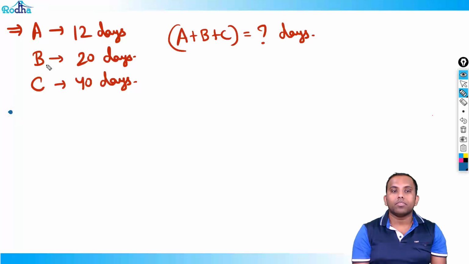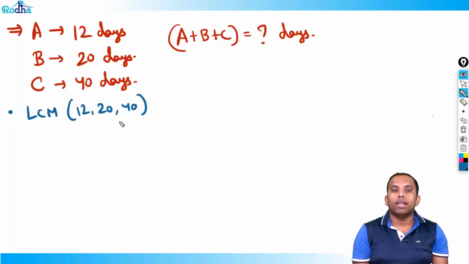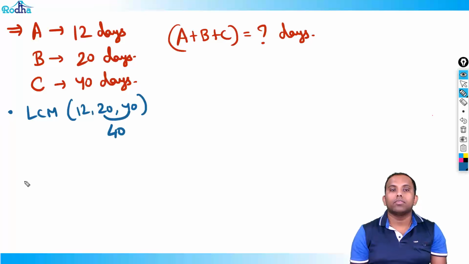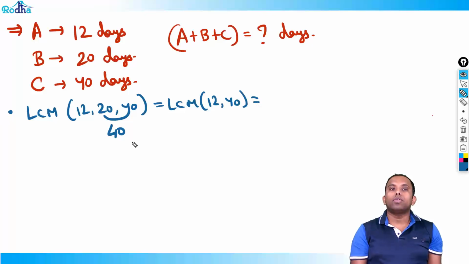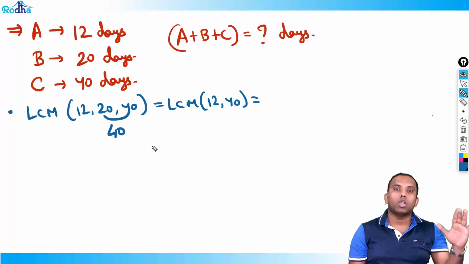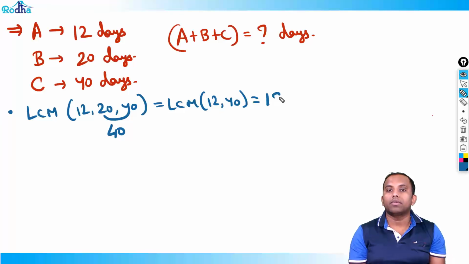What is the LCM of 12, 20 and 40? Quite easy, because the LCM of 20 and 40 is 40 only, right? Now we just have to see what the LCM of 12 and 40 is. Just read the multiples of 40 and see where 12 matches. 40 ones are 40, 12 doesn't match here. 40 twos are 80, 12 doesn't match here. 40 threes are 120, yes, 120 is a multiple of 12 also, right? That means the LCM is 120.